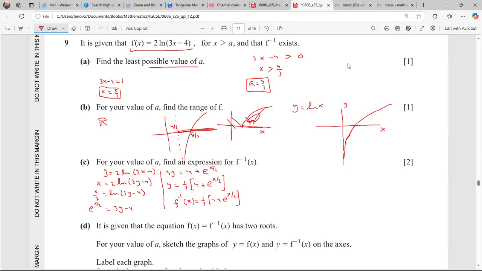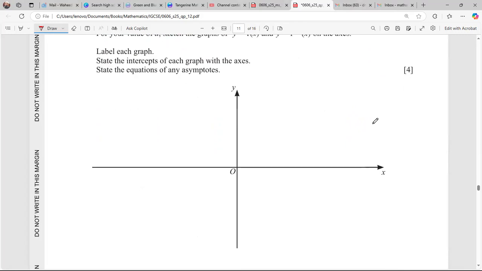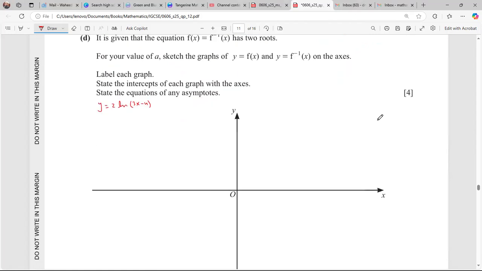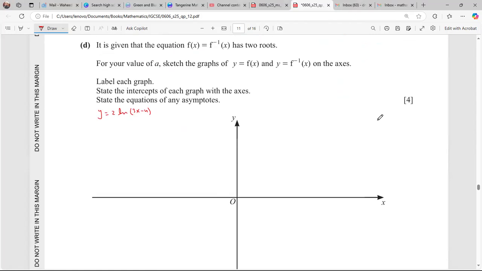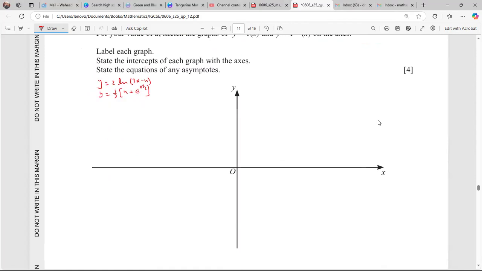It is given that the equation has two roots. So now I want to sketch these two functions. One is y equals 2 log of 3x minus 4, just want to confirm, yes. And the second function is what we just found, that y equals 1 by 3 into 4 plus e to the power x by 2. So we need to plot these two functions.